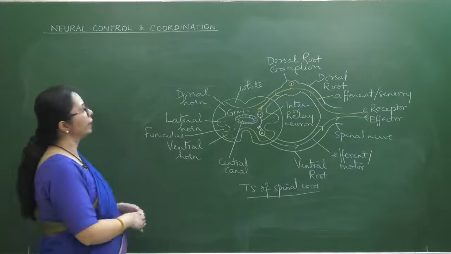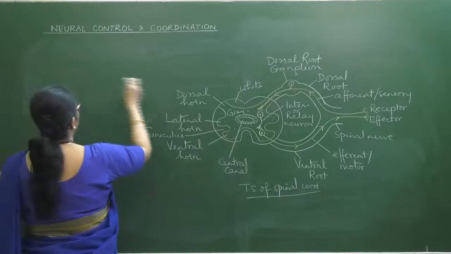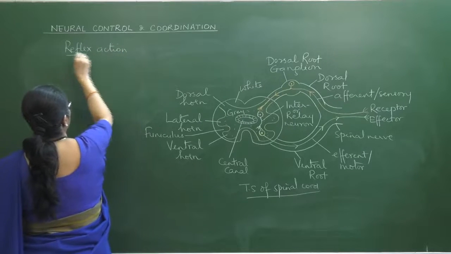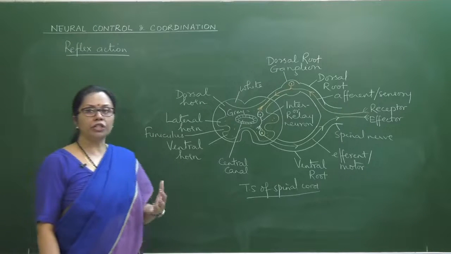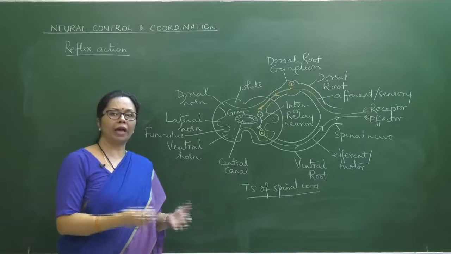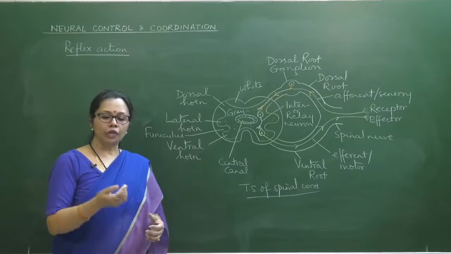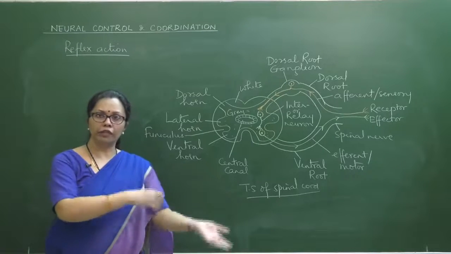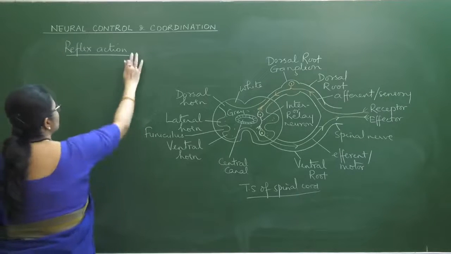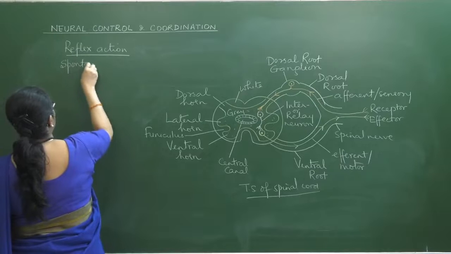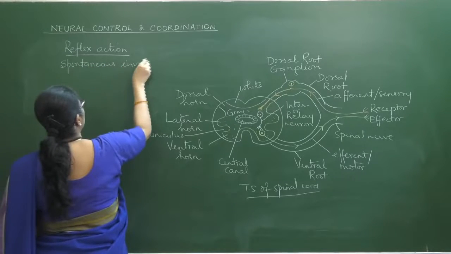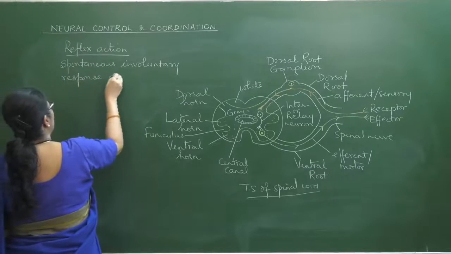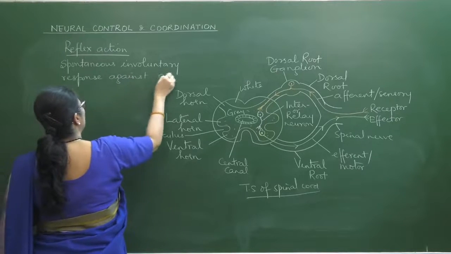Now next thing you see, reflex action. Reflex actions are a kind of response, and it's a very quick response. That is our body's mechanism for protection, for defense. This is an involuntary response for a particular stimulus which occurs on any peripheral part of the body. So this is a spontaneous involuntary response against a stimulus.